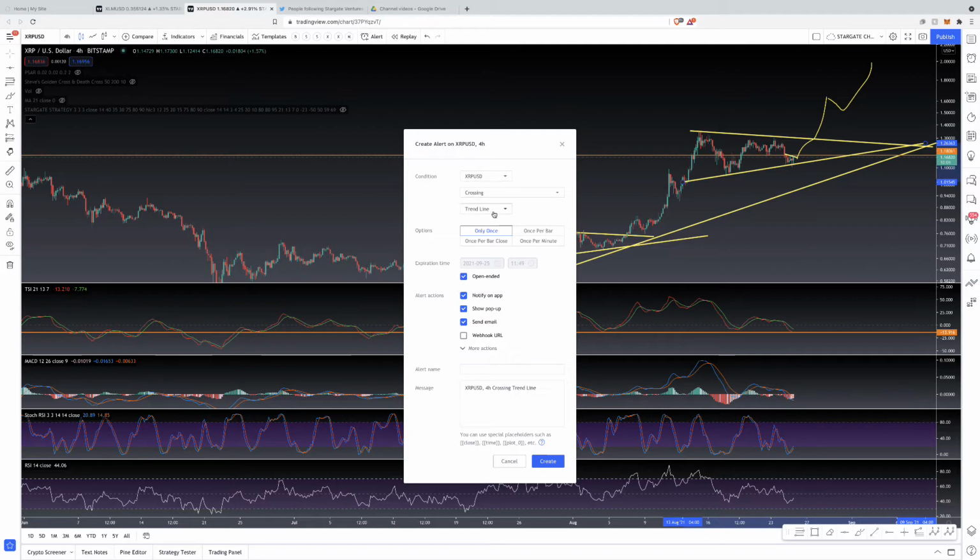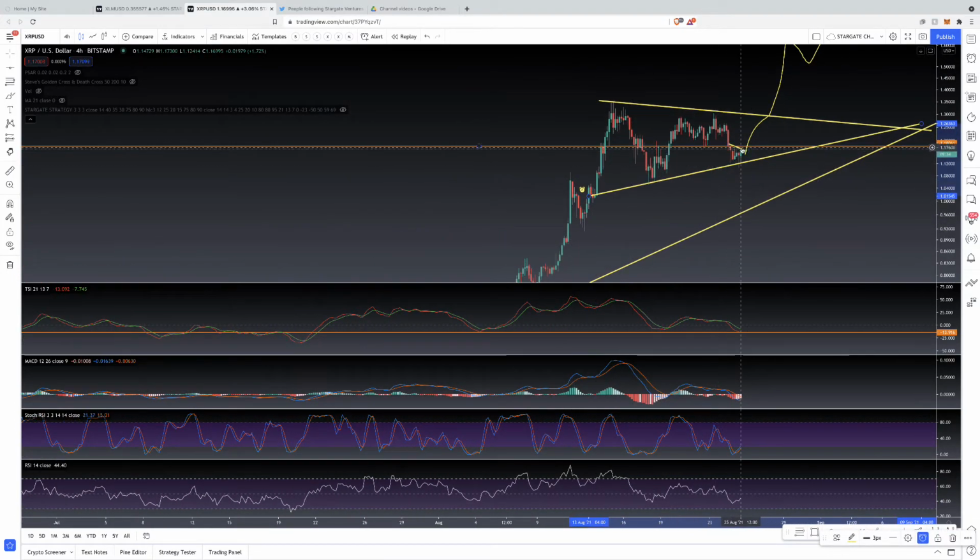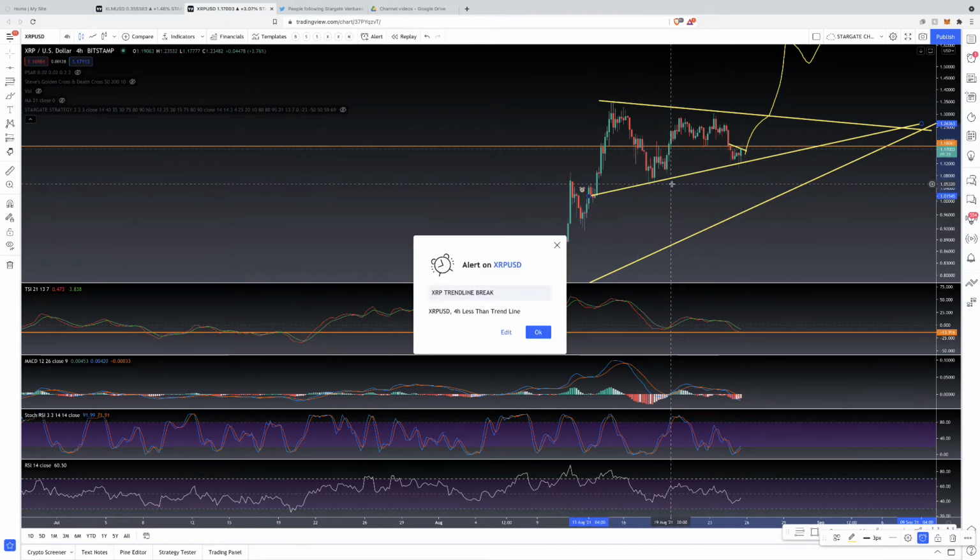You can do XRP to USD, trend line, crossing, or less than. And then you can do XRP, trend line, break. And that will send you an alert if on the 4-hour XRP's price is less than this trend line. So that would be good if you don't want to keep watching to see, is it still in this trend line? Once it breaks, it'll send you an alert to your phone. So that's something new.